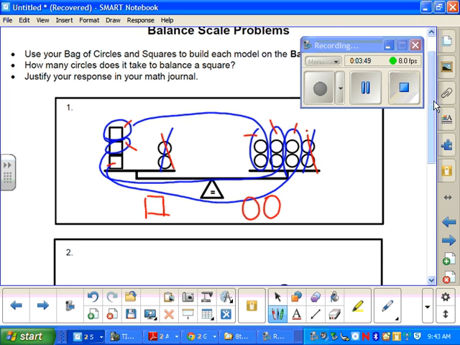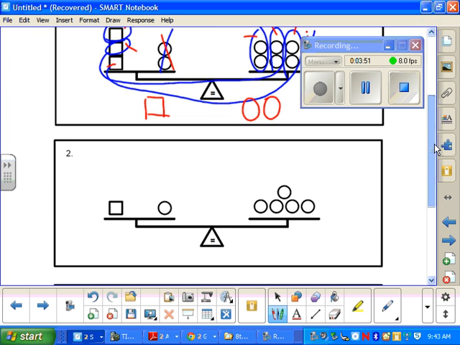Okay, let's go down to problem number 2. Okay, what is the first thing that we would do on here? Notice that we have 1 circle on the left, and we're going to cancel that out with 1 that is on the right. Now it's fairly easy. We have 1 square on the left, 4 circles on the right, so we're simply going to connect those. So I would have 1 square equals 4 circles.